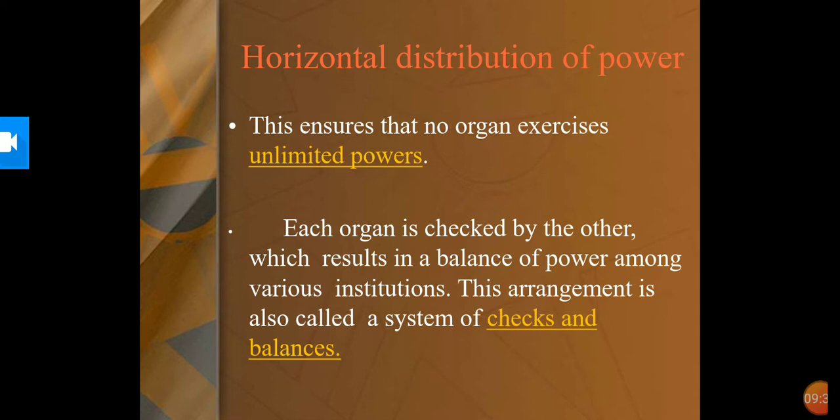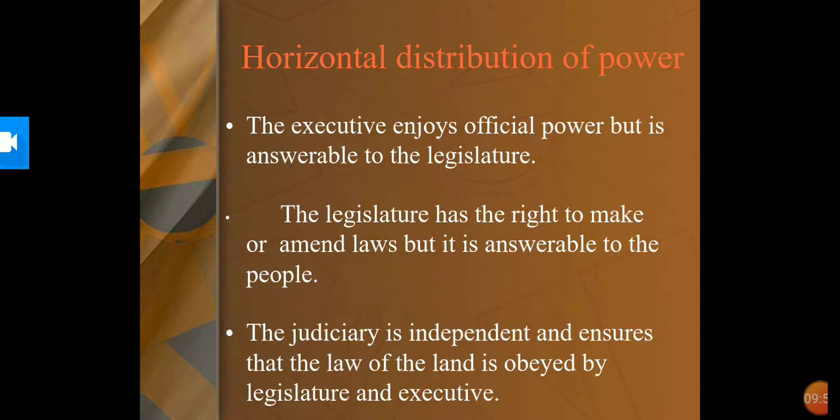Very important from examination point of view, children. They may ask, why is horizontal distribution of power called checks and balances? The reason is, each organ is checked by the other, which results in balance of power among various institutions. So this is about horizontal distribution of power.